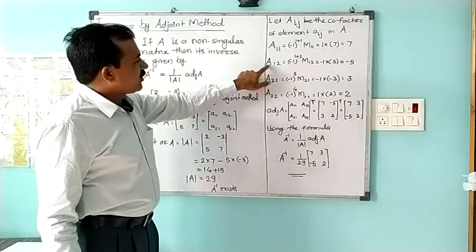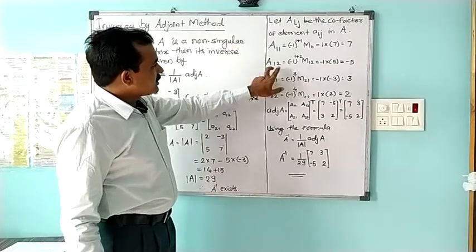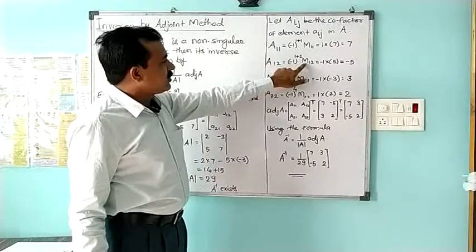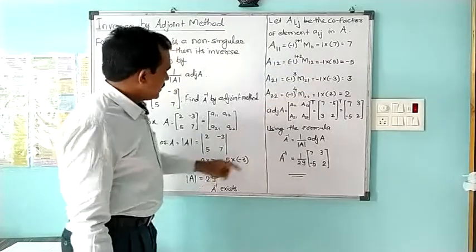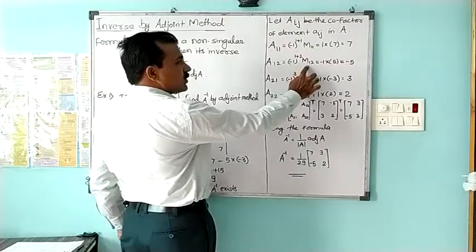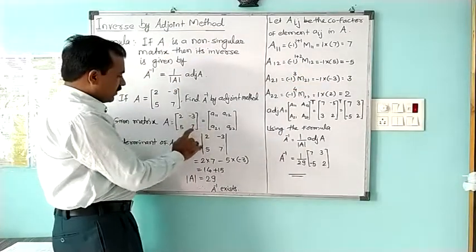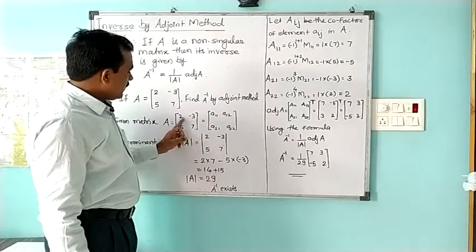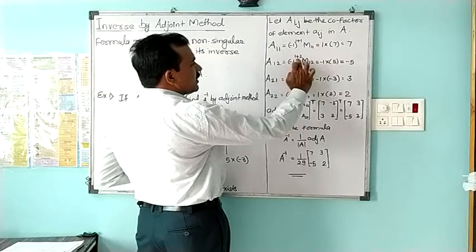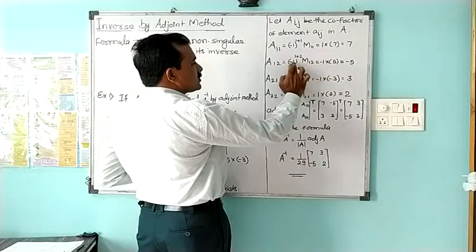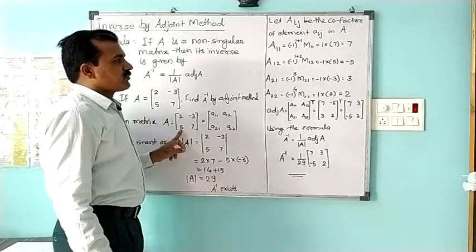Later on, the cofactor of position A12 means -1 raised to the sum of these two numbers into the minor of the same subscript, that is M12. So if I eliminate first row and second column, this elimination gives us a single element, that is 5. -1 has an odd power, that is 3. So its value will be -1 with 5, so it is -5.